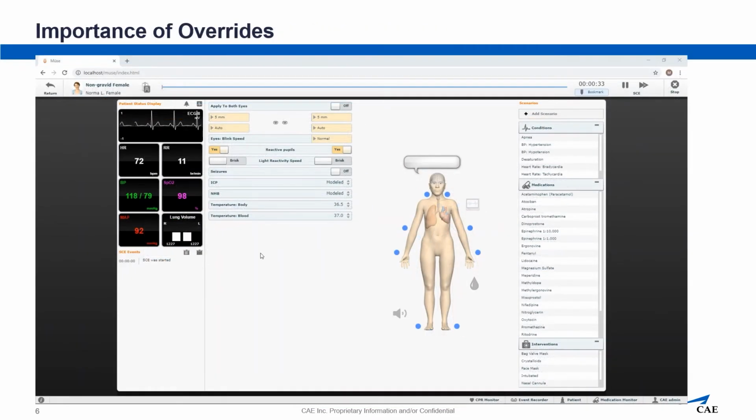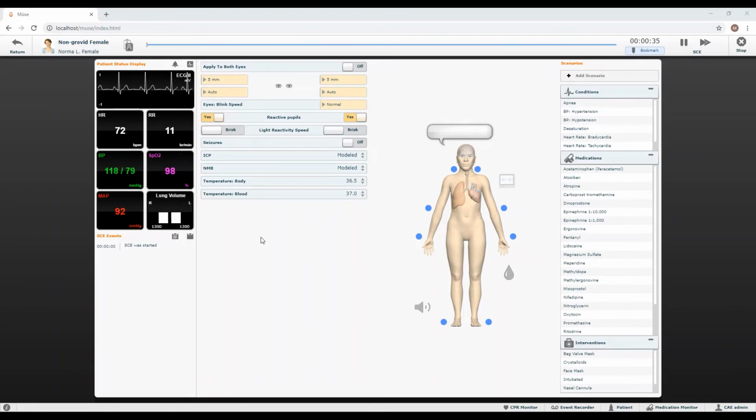In the previous video, we changed the shunt fraction and oxygen consumption parameters with the physiologic model, which resulted in unstable vital signs, including decreased pulse oximetry, increased heart rate, and respiratory rate as expected.